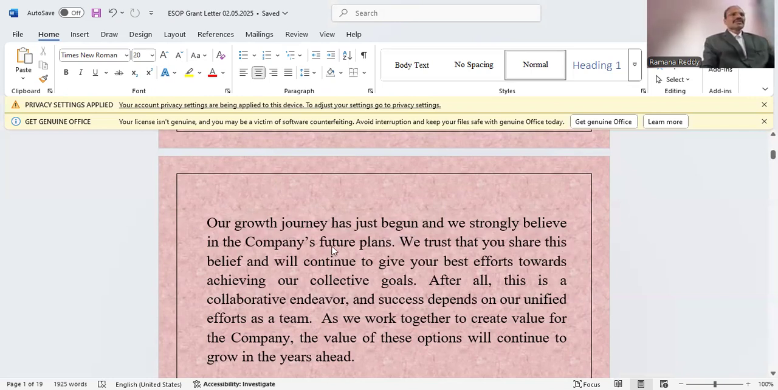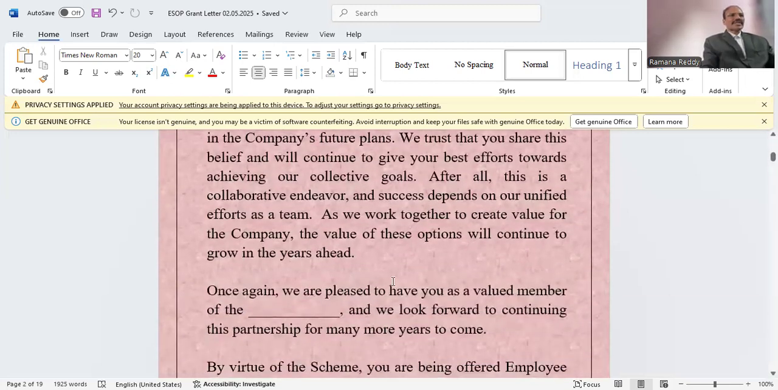We strongly believe in the company's future plans. We trust that you share this belief and will continue to give your best efforts towards achieving our collective goals. After all, this is a collaborative endeavor and success depends on our unified efforts as a team. As we work together to create value for the company, the value of these options will continue to grow in the years ahead. This is the format of the covering letter.